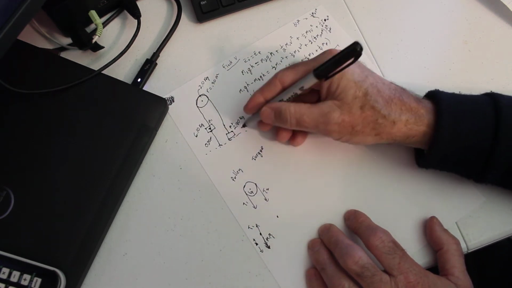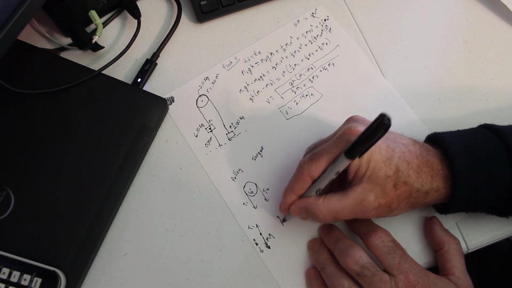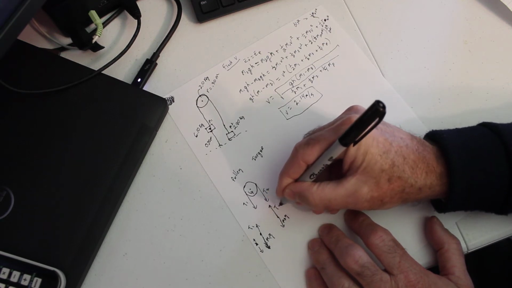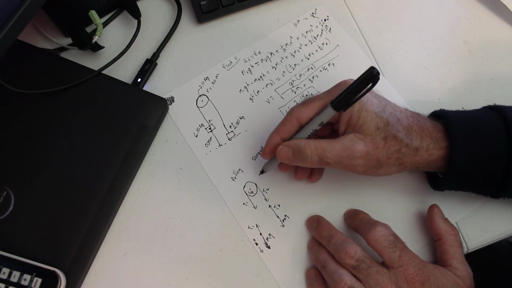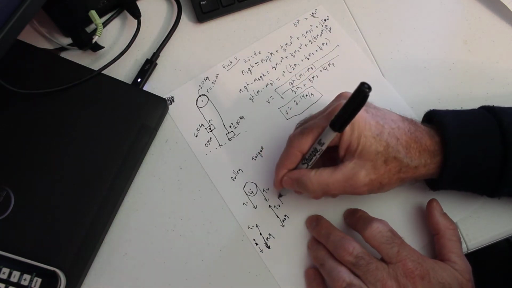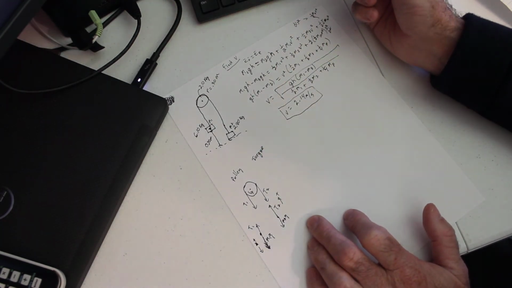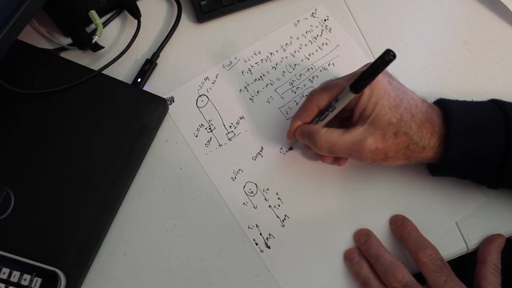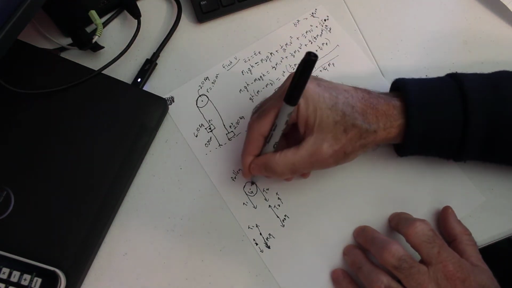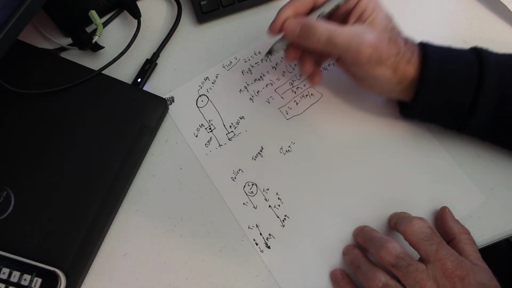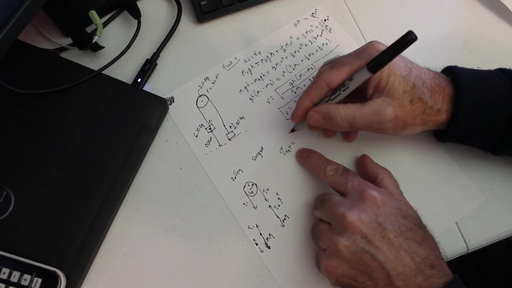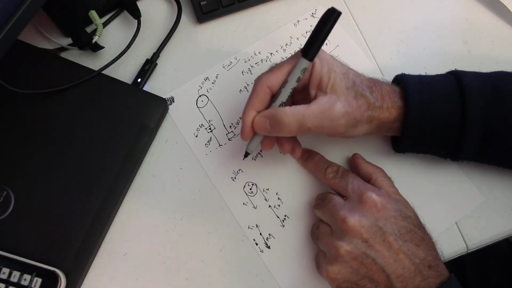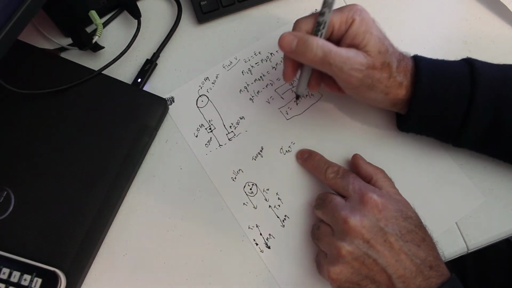And for the other block, the M2 block, I have M2G, but in this case T2 is bigger than M2G because this block is accelerating upward, and up is my positive direction on that side. All right, so I'm going to use my net torque equation. Net torque just says, here's the radius, the distance of the different forces from the rotation point, which is the center of the block, times the radius times the sine of the angle in between.